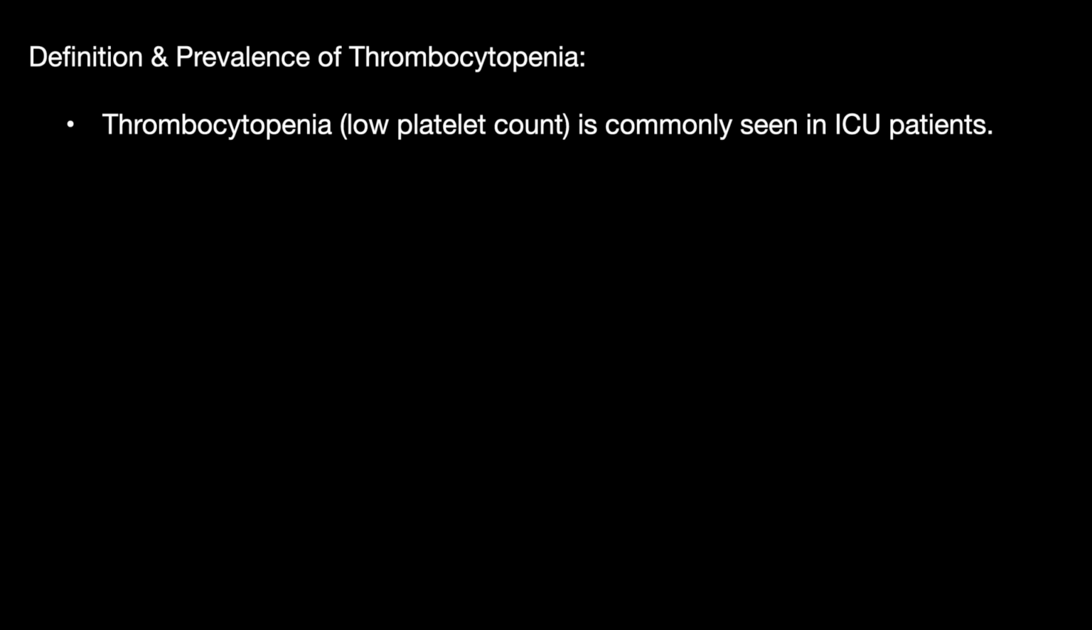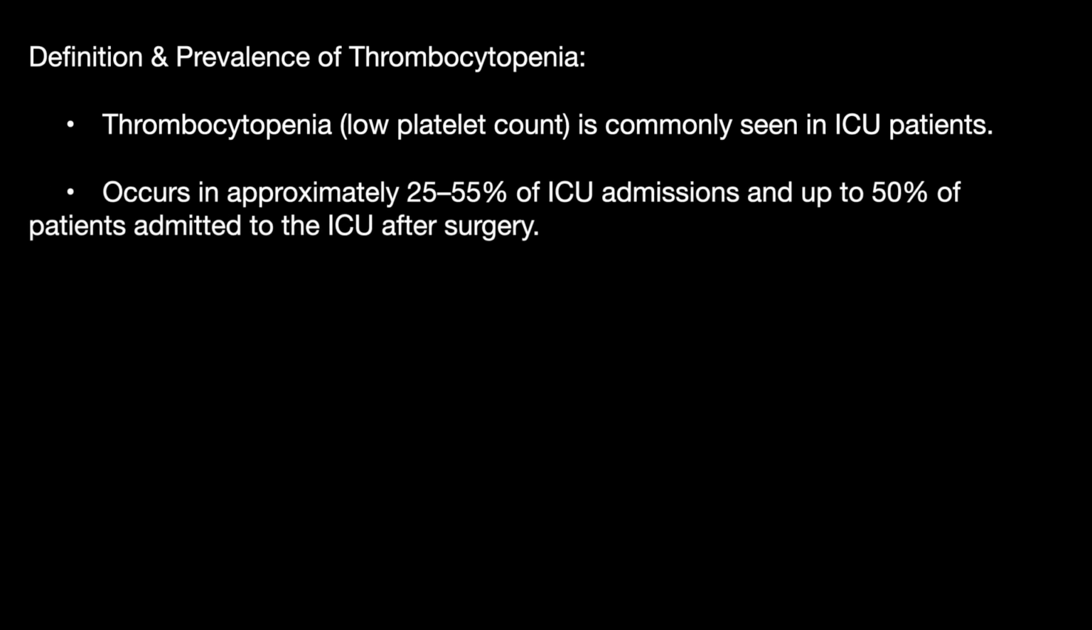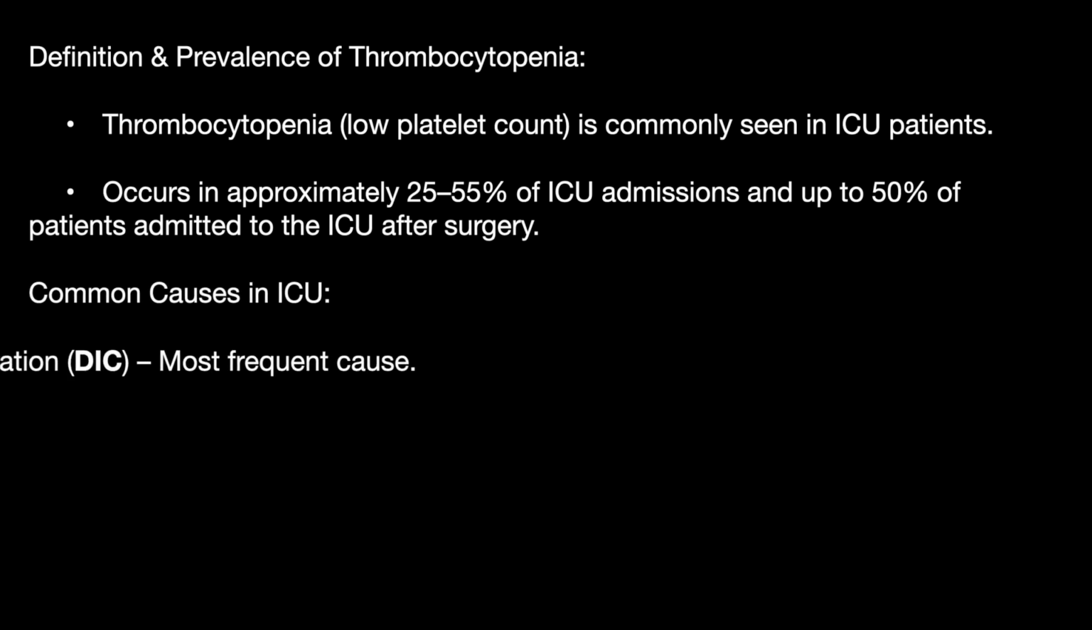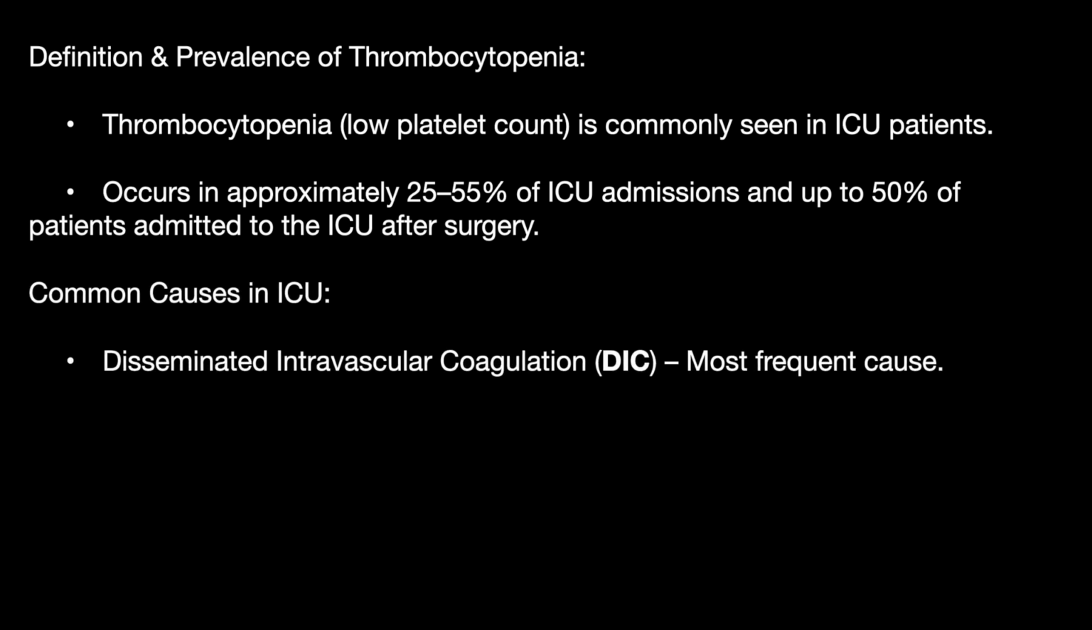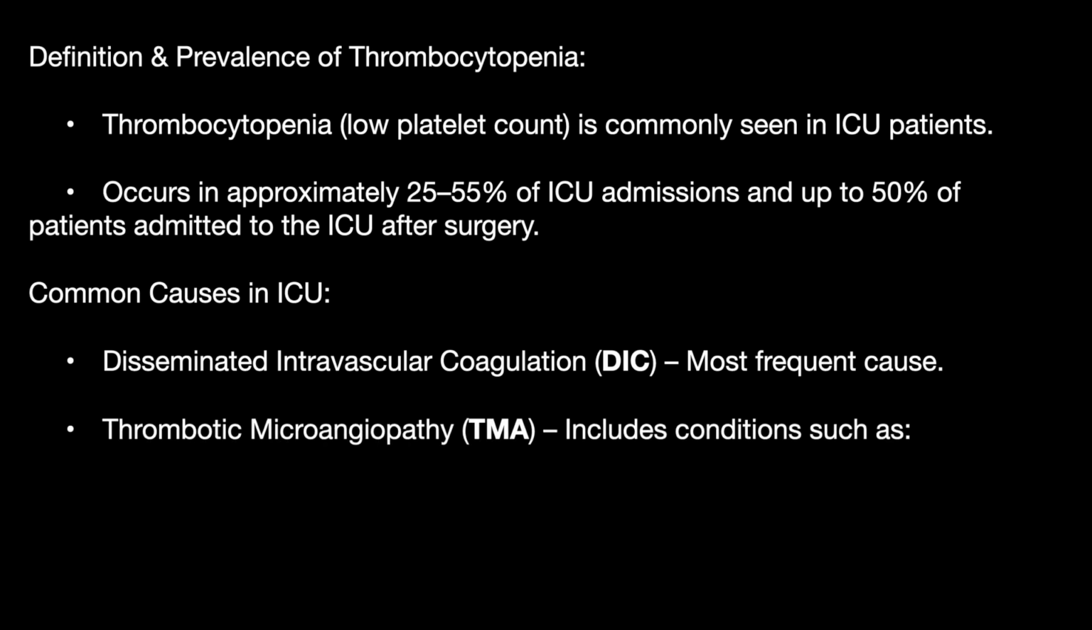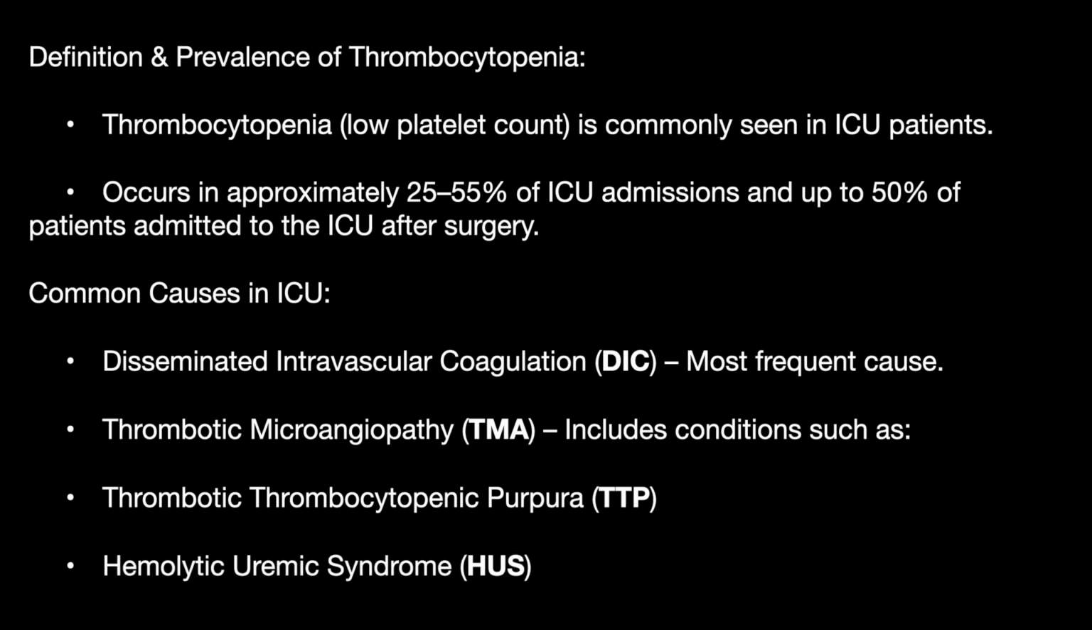Thrombocytopenia, that is low platelet, is very common in the ICUs. It occurs in approximately 25 to 55% of the ICU admissions and up to 50% of the patients who are admitted to ICU after surgery. The common causes in ICU are DIC, which is most frequent, that is disseminated intravascular coagulation, followed by thrombotic microangiopathy. This includes conditions such as TTP, thrombotic thrombocytopenic purpura, and hemolytic uremic syndrome.